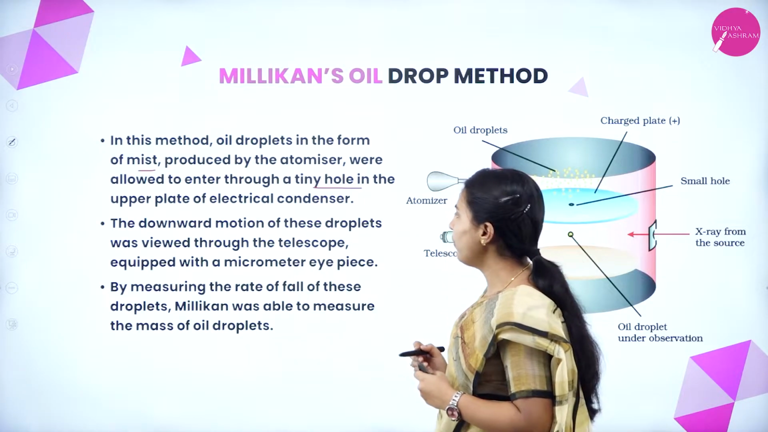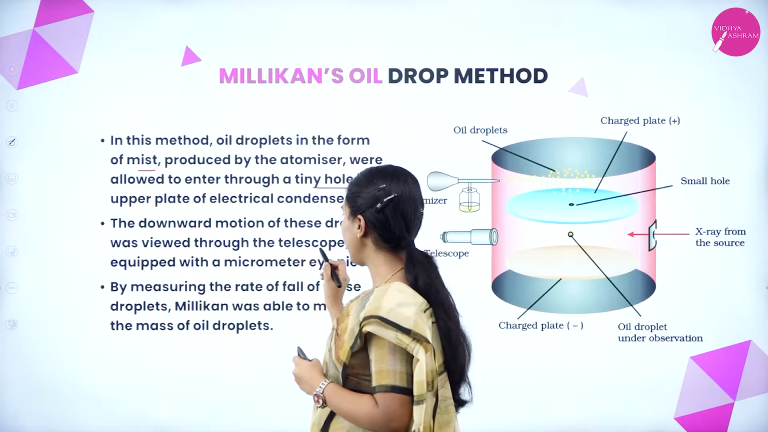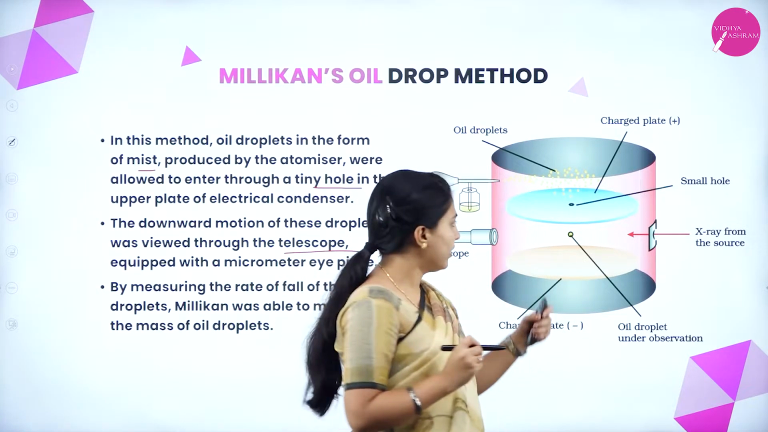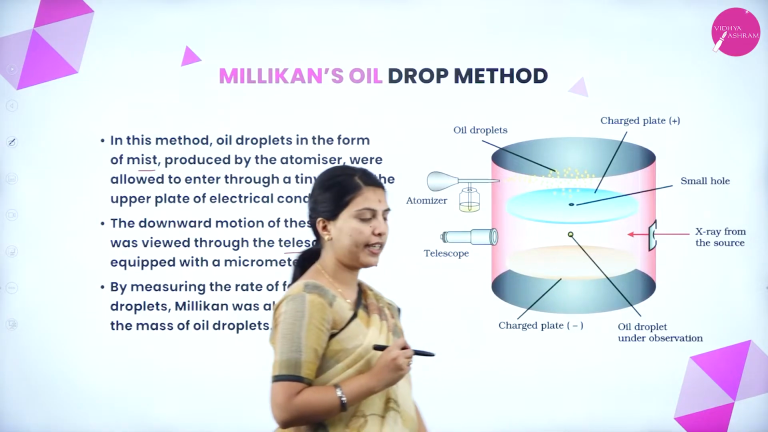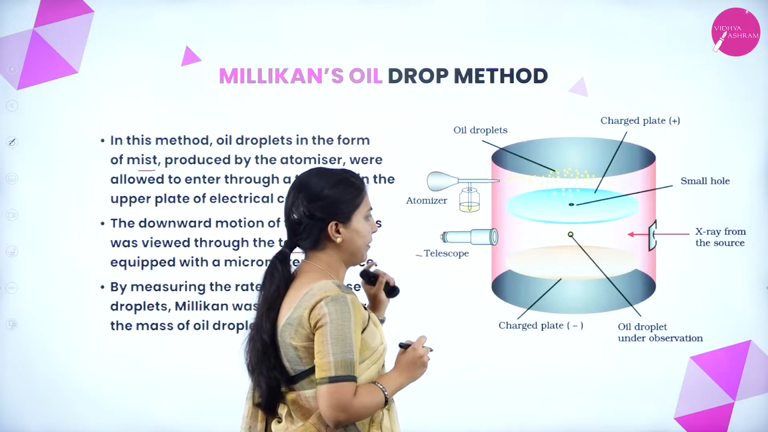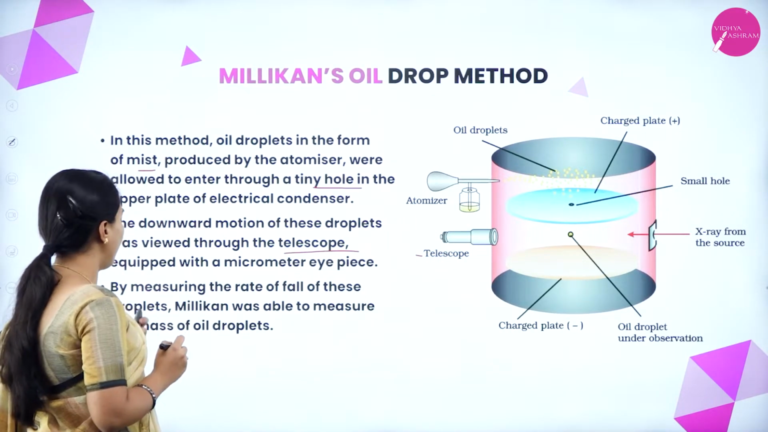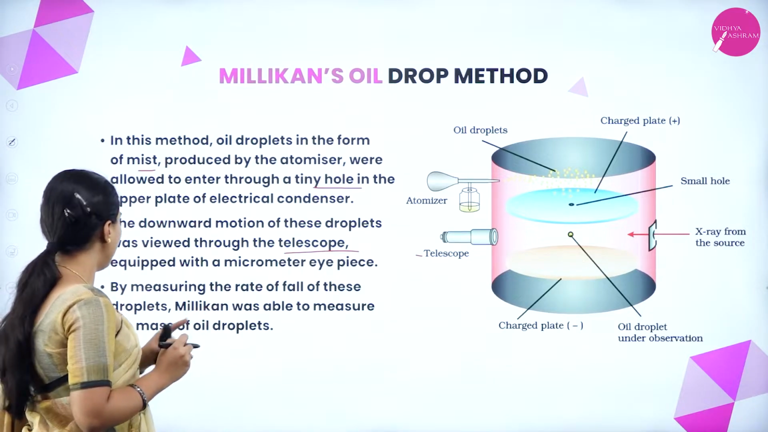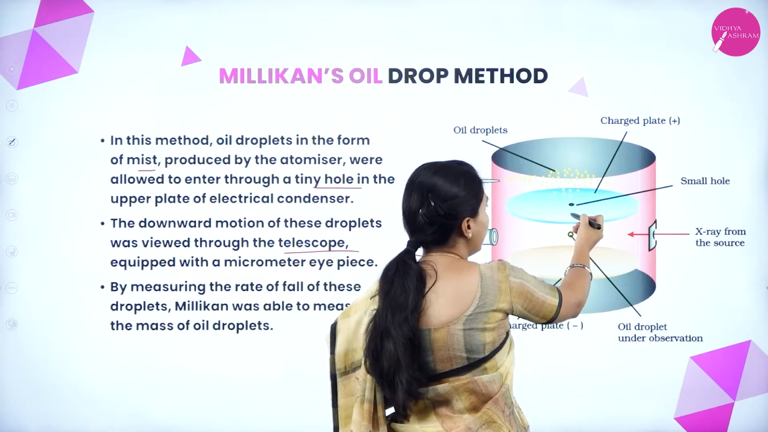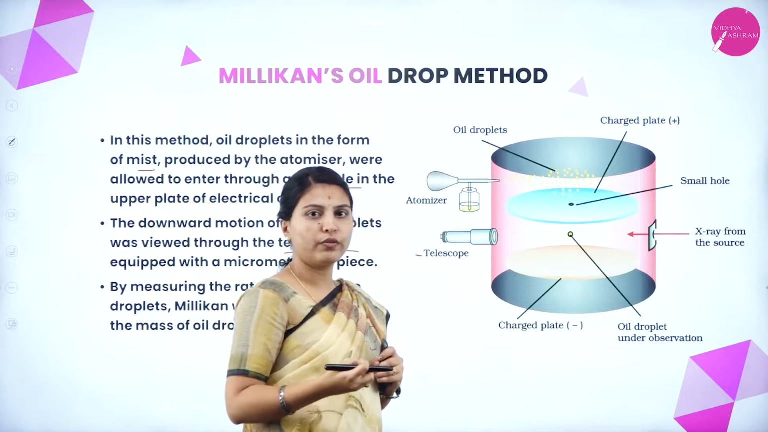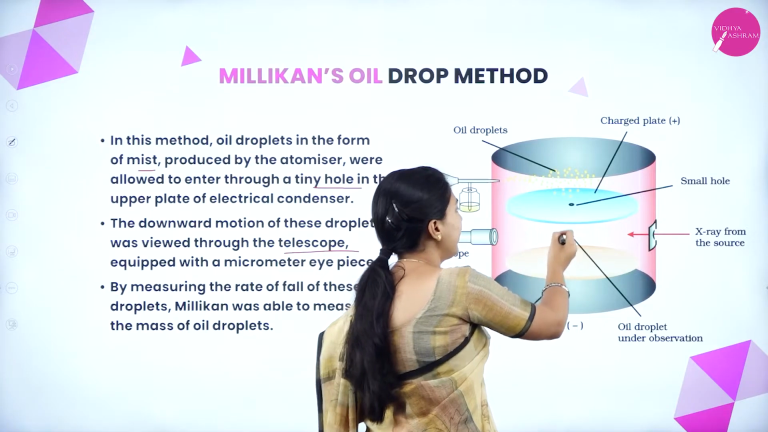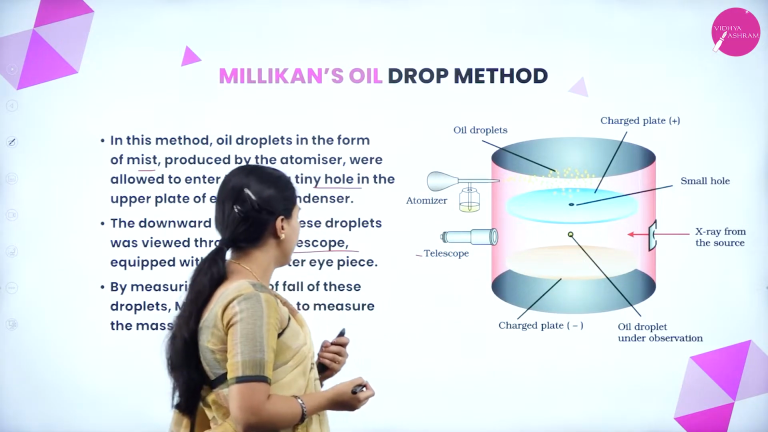Okay. And the downward motion of these droplets was viewed through the telescope equipped with a micrometer eyepiece. The oil droplet starts moving downward in the condenser, and it was observed through the telescope here. By measuring the rate of fall of these droplets, Millikan was able to measure the mass of the oil droplets. When it moves downwards, by seeing its velocity or speed, he was able to identify the mass of the oil droplet.